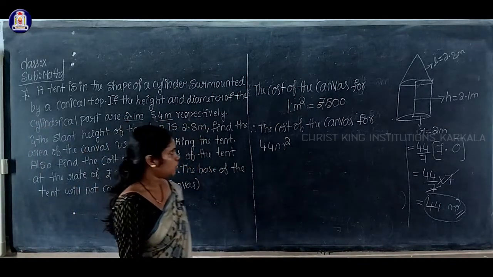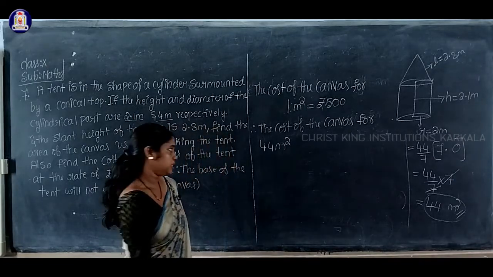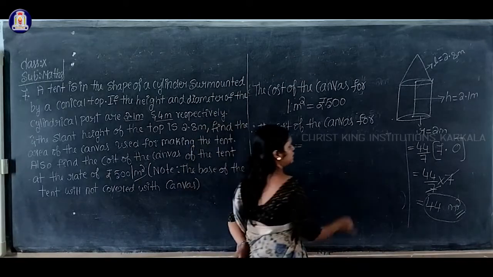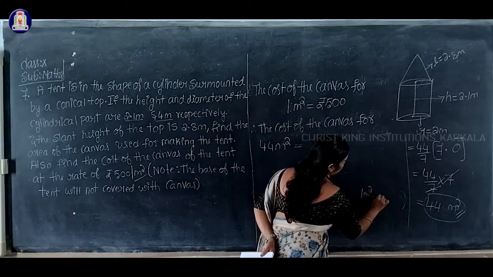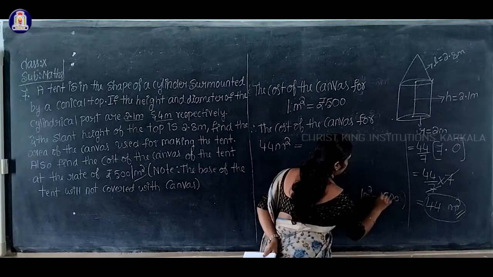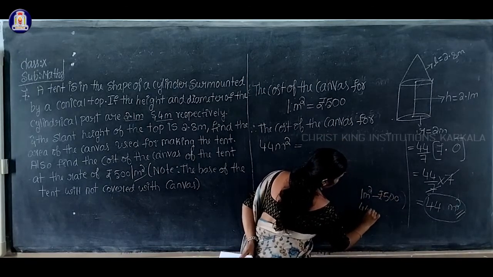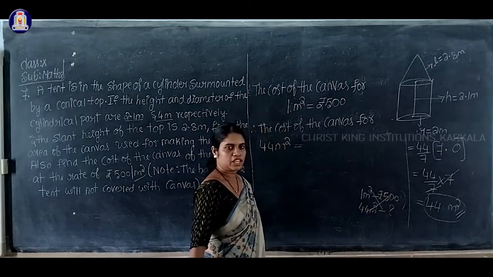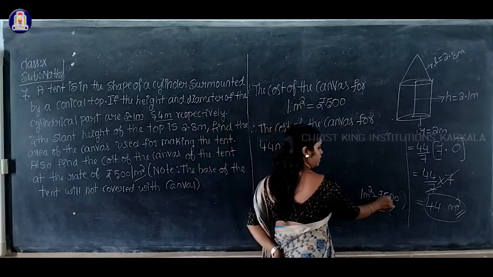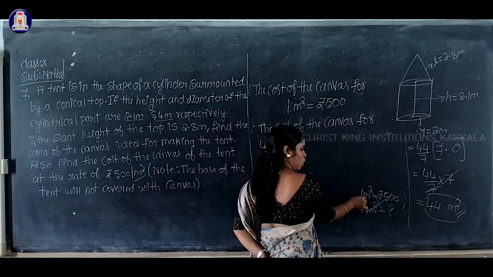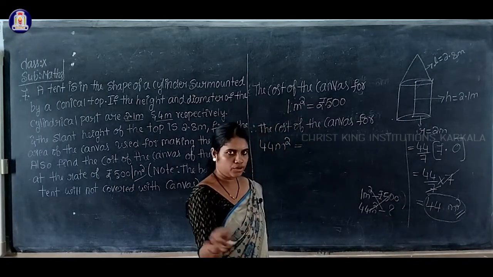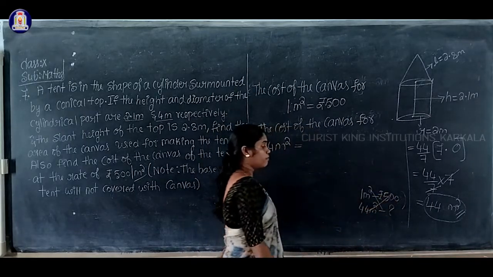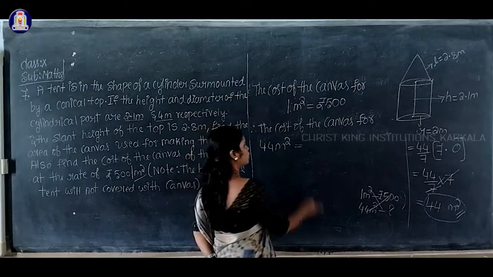Okay, so therefore the cost of the canvas for 44 meter square equal to, how to calculate? Cross multiplication, isn't it? For 1 meter square your cost is 500. So therefore for 44 meter square, what about the cost? Do the cross multiplication. That means 44 into 500 by 1. By 1 means no value. If you have 1 in the denominator, no problem. So therefore what you have to do? Multiply 500 with 44.